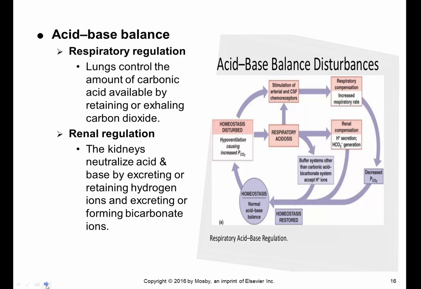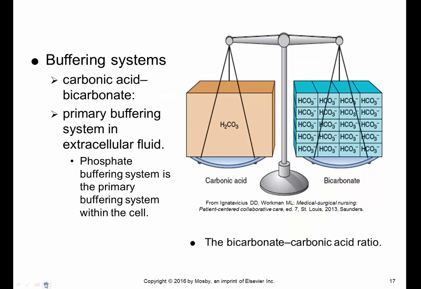We know that acid-base balance is regulated both by the respiratory system and the renal system. The diagram off to the side is just a schematic of how that is done within our body, showing what the kidney function is and what our respiratory function is. We know that we have buffering systems. We have the carbonic acid-bicarbonate buffering system. It's the primary buffering system.